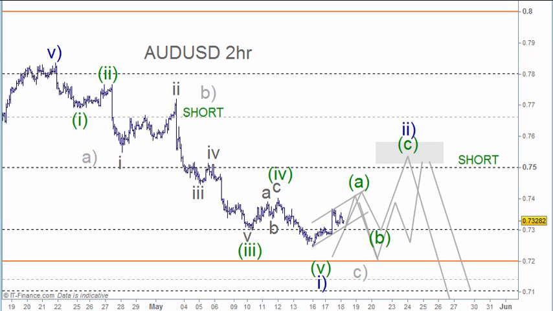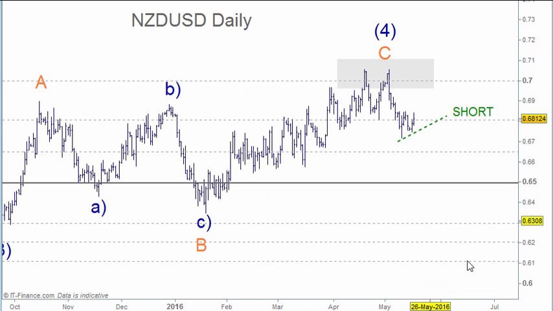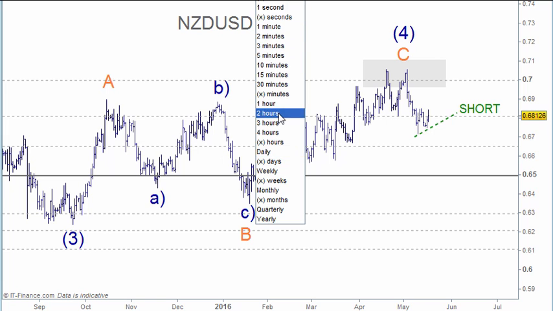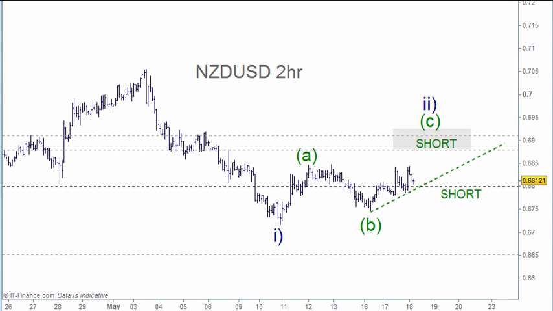The other setup that is falling into place very nicely is the New Zealand US dollar. Very much like the Australian dollar in the bigger picture, in terms of this correction of an A, a B and a C wave up here. So we've nailed the top there, and we're quite happy with that. The move down through here appears to be in 5 waves, so we're looking for a corrective ABC pattern and then ready to short. On that basis, let's go in and have a look at this.